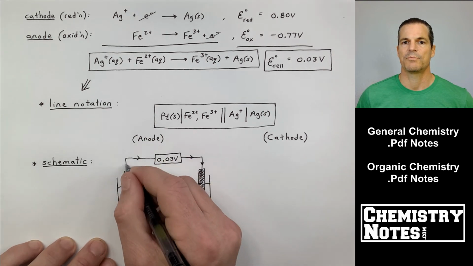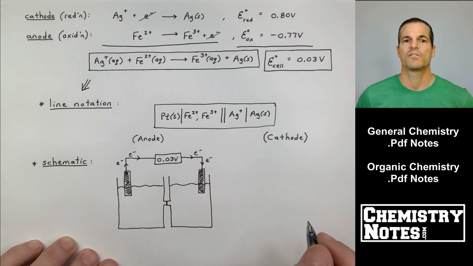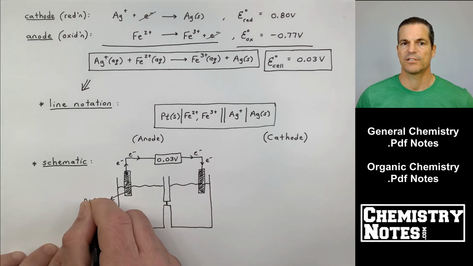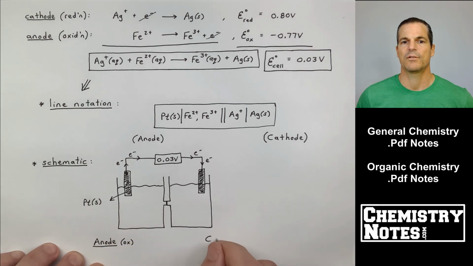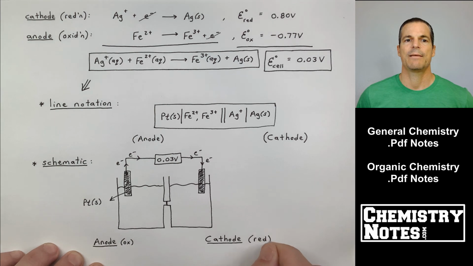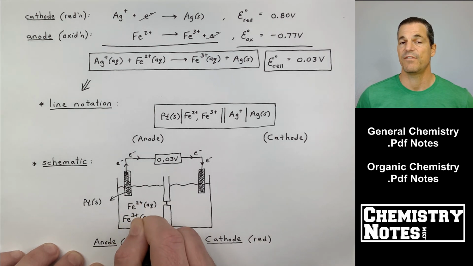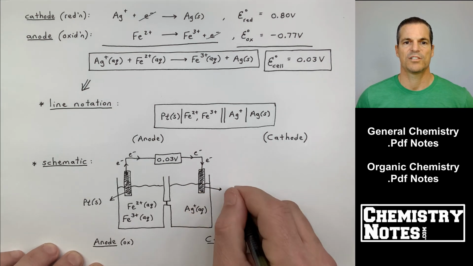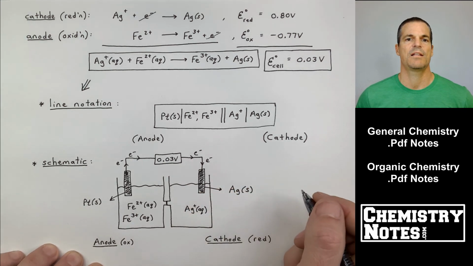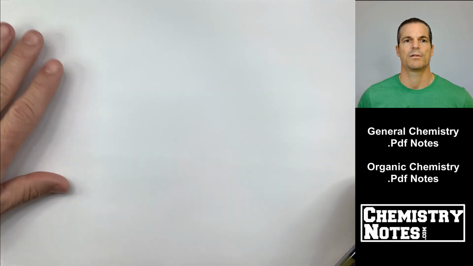The electrode I'm drawing on the right is going to be solid silver. Electrons flow from anode to cathode as we are starting to learn. Anode is where oxidation occurs. Cathode on the right is where reduction occurs. So in my solution for the anode, we have Fe2+ and Fe3+. And in the right compartment, Ag+ is in solution, and my silver solid is my actual electrode, my conducting material.